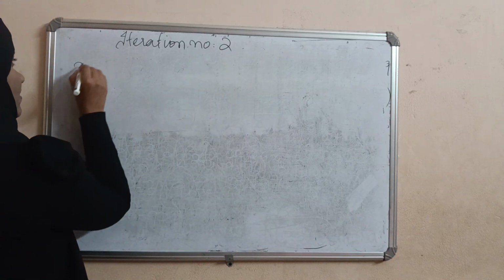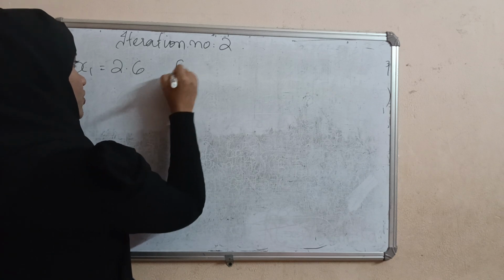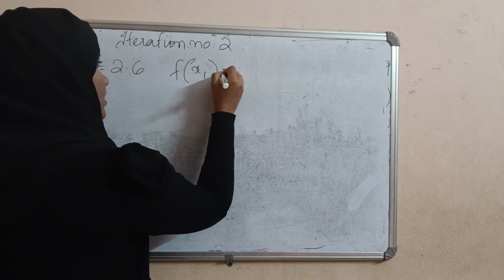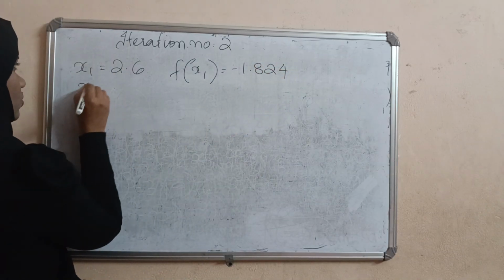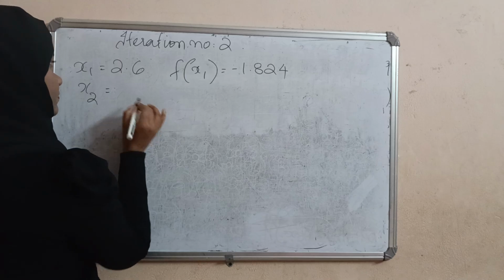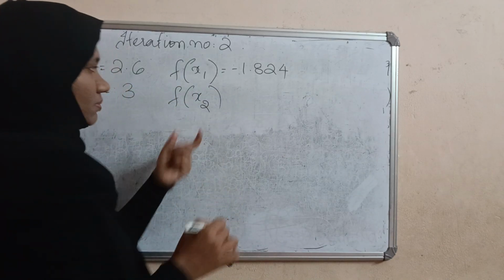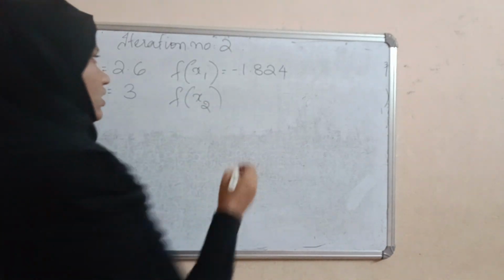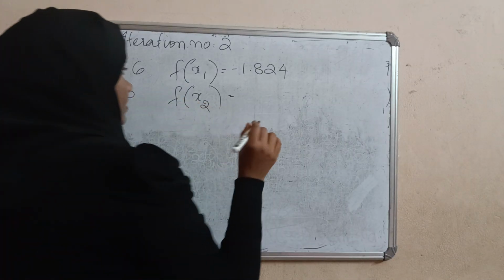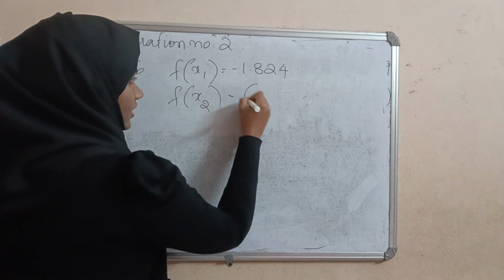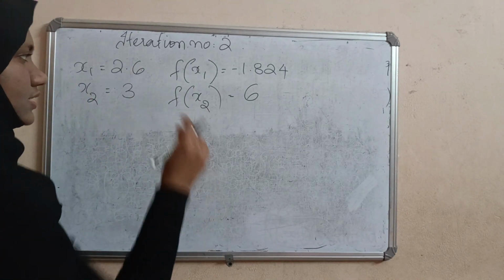Now we have our x1 value as 2.6, f of x1 as minus 1.824, x2 value as 3, and f of x2, which we have found already earlier, where we got a positive value. So that one is 6. Now we would be taking this and we will be doing the same thing.